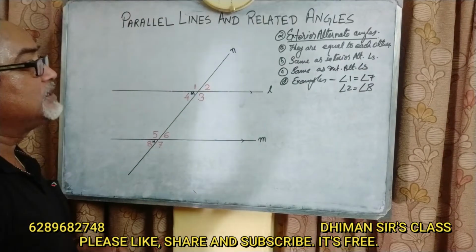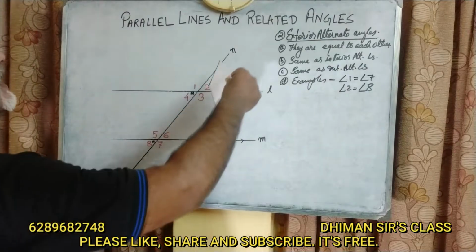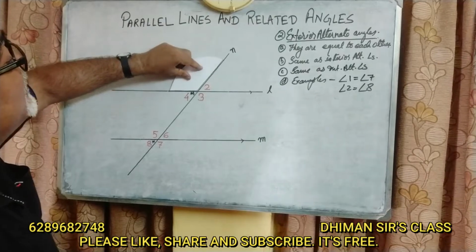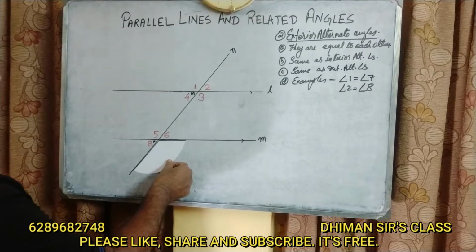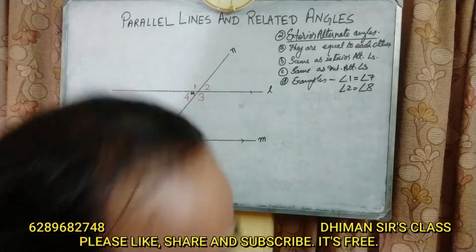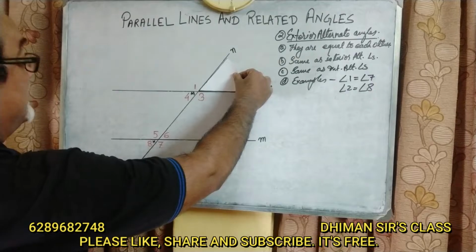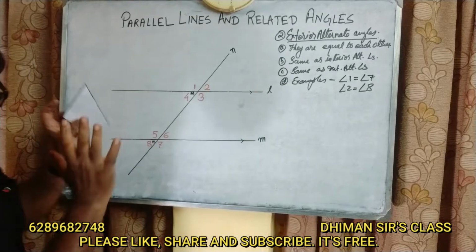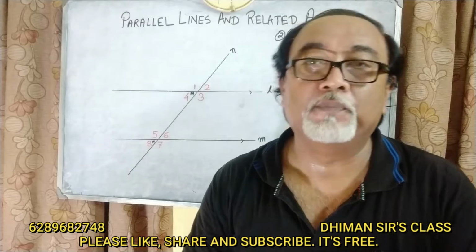Let me show you. 1 is equal to 7. See, 1 matching and then 7 matching. Clear? Then angle 2 matching, angle 8, they are also matching. So that means exterior alternate angles are also equal.